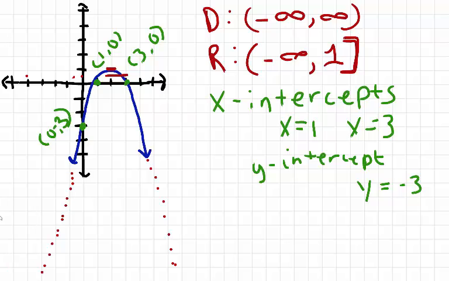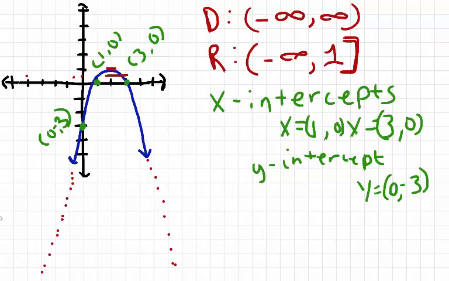Some textbooks prefer that you give an ordered pair, in which case, for our x-intercepts, we'd say 1, 0, and 3, 0. And our y-intercept is found at 0, negative 3. Again, that depends on your textbook, as some will just ask for the value of y or x, and others ask for ordered pairs.